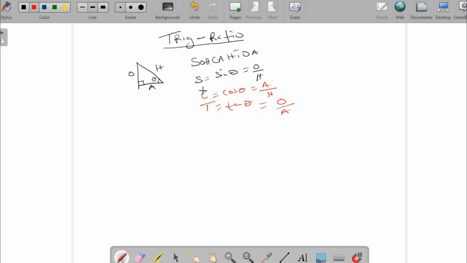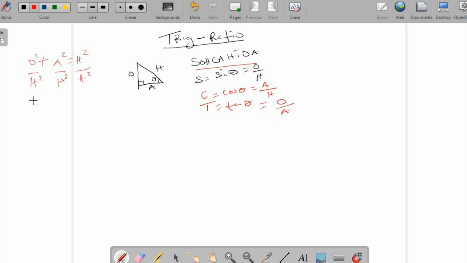Now from this SOHCAHTOA that we got, we can use the Pythagorean theorem, which states that opposite squared, O squared, plus A squared is equal to hypotenuse squared. That is Pythagoras' rule. And let's divide both sides by the hypotenuse squared, h squared.